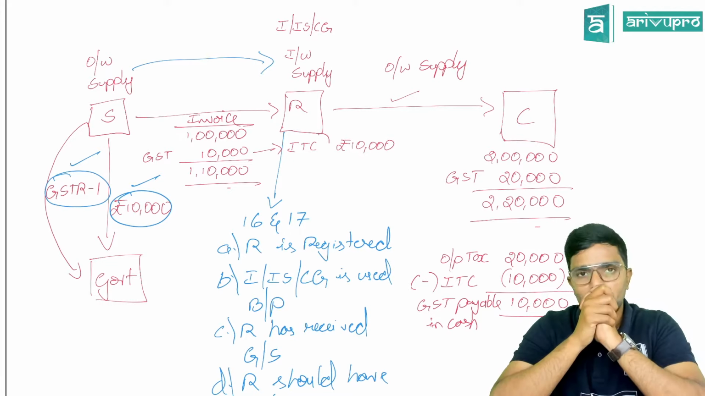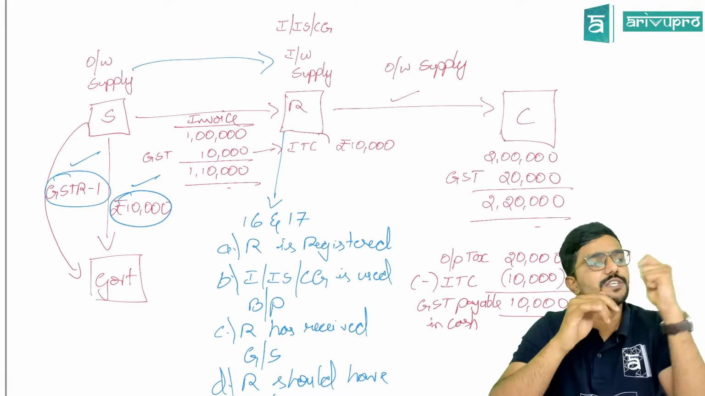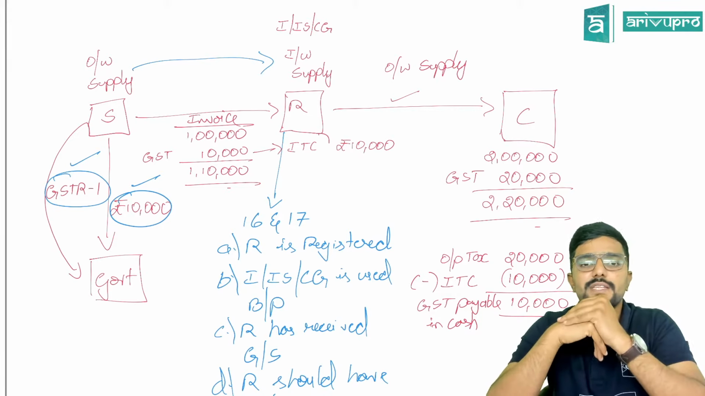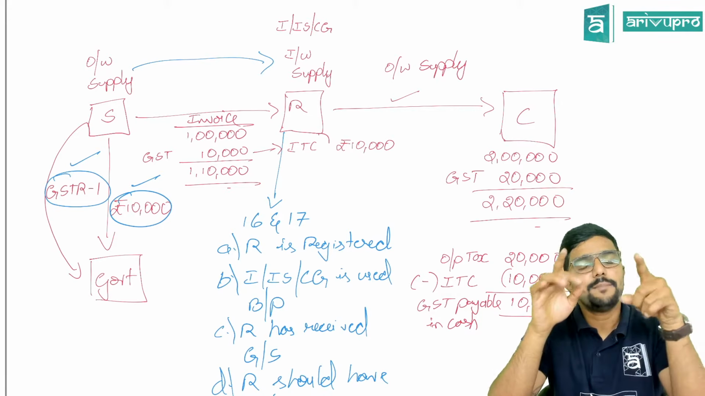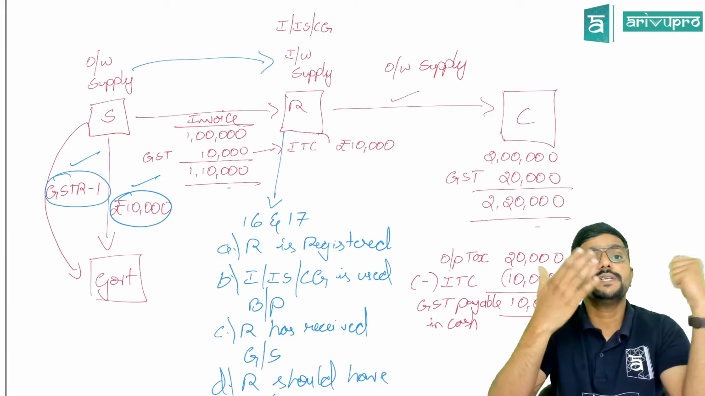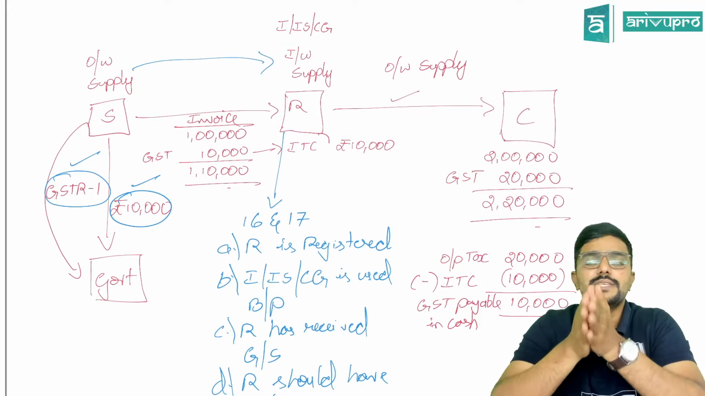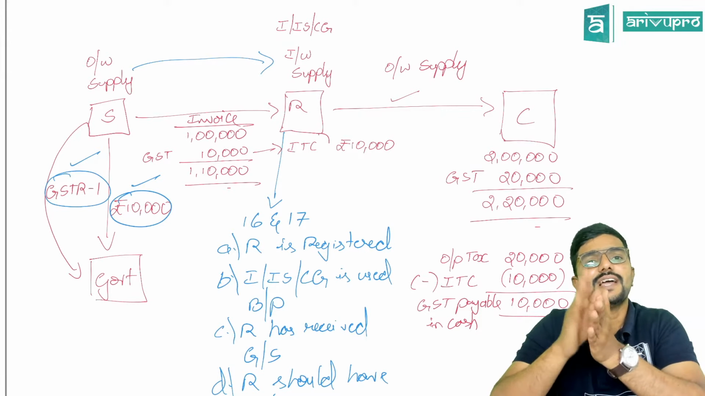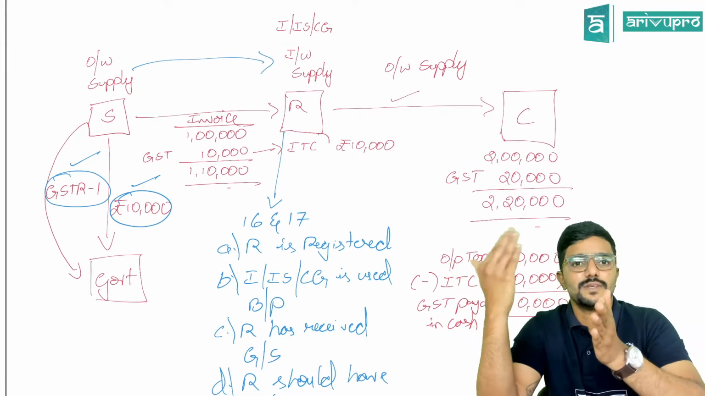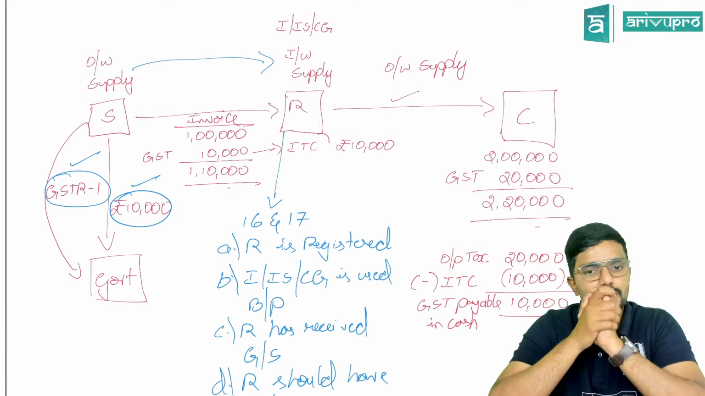Okay, sir. Next, the recipient should have the invoice issued by the supplier or any other document. Then the supplier, whatever tax he has collected from the recipient, should have already deposited it with the government. If not, the recipient cannot claim the credit, because the recipient can claim the credit only of the tax which the government has already received. If the government has not received it, then the recipient cannot claim the credit of it. Okay, sir.